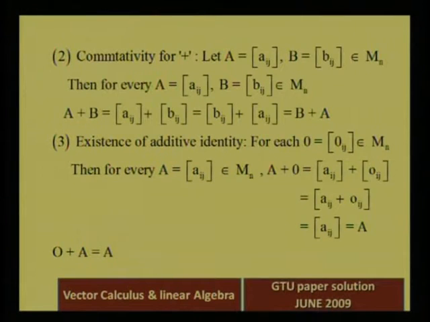So the second property is satisfied for that one. The third condition is existence of additive identity. For each 0 that is equal to 0ij belongs to Mn, then for every A equal to aij belongs to Mn, A plus 0 is equal to aij plus 0ij, that is equal to aij plus 0ij in bracket, that is equal to aij, that is equal to A.